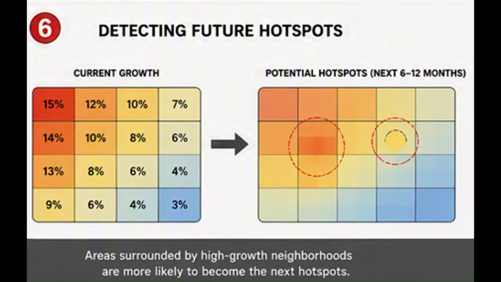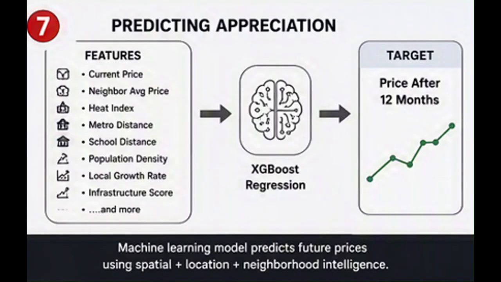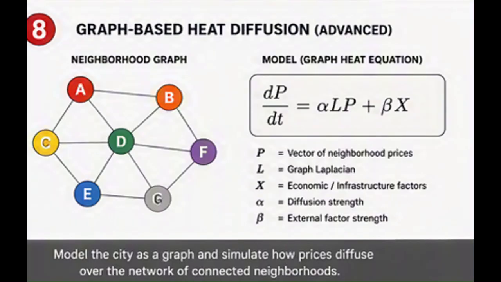You can detect future hotspots as well using this model. Areas surrounded by high growth neighborhoods are more likely to become the next hotspot. And you can predict appreciation using current price, neighbor average price, heat index, metro distance, school distance, population density, and each of these similar metrics. We'll have videos discussing each of these ideas. In fact, it uses a model called the XGBoost regression. This is something that we're also going to investigate going further now.